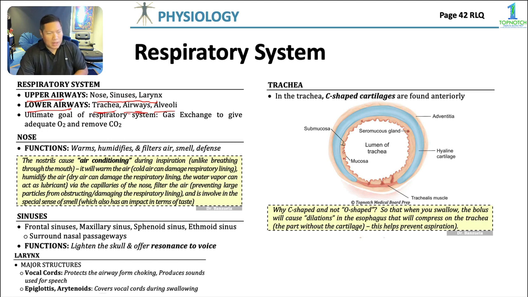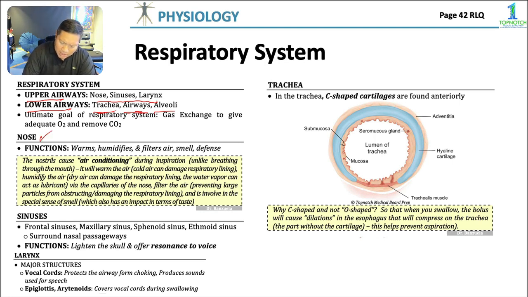Okay? Function of your respiratory system. So if the function of the heart is to match the cardiac output with the venous return, the function of the respiratory system is gas exchange to allow adequate oxygen to go to the blood, okay, allow adequate carbon dioxide to be removed from the blood. Now let's discuss some of the parts of this respiratory system.